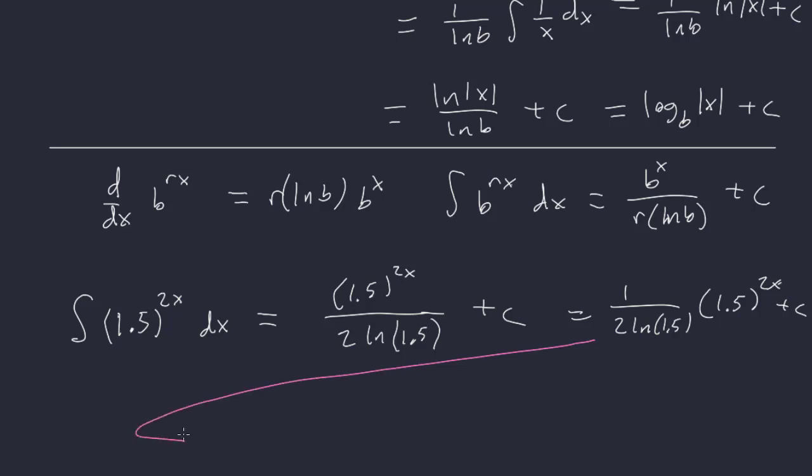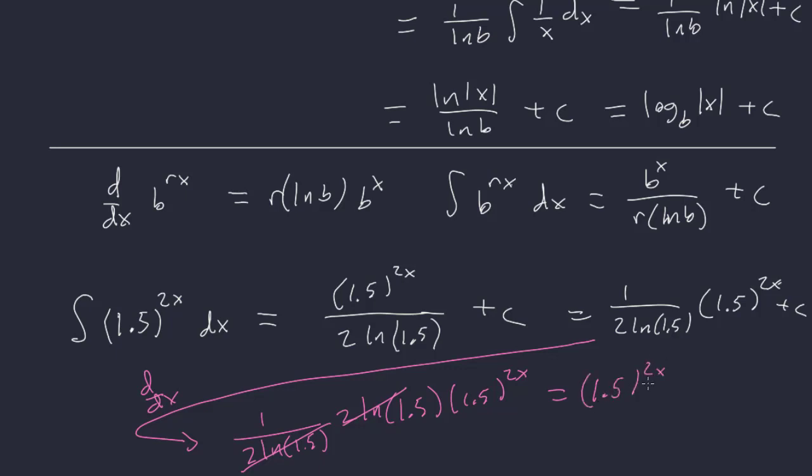All right, and I'm not going to rewrite it again. I'm just going to take its derivative. So the constant comes along for the ride. The derivative of 1.5 to the 2x is going to be, well, 2 times the natural log of the base, 1.5, times itself, 1.5 to the 2x. So the 2 ln 1.5 and the 2 ln 1.5 cancel, and we're left with a 1.5 to the 2x, and there we go.